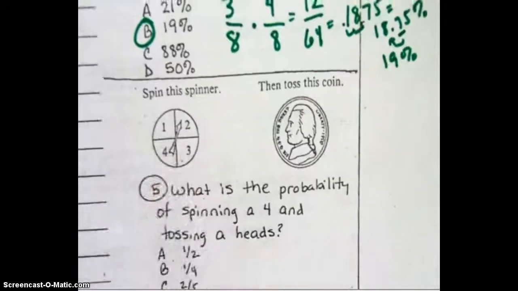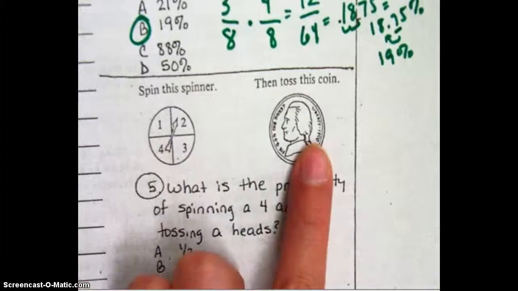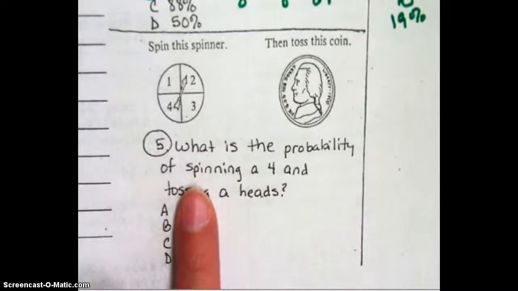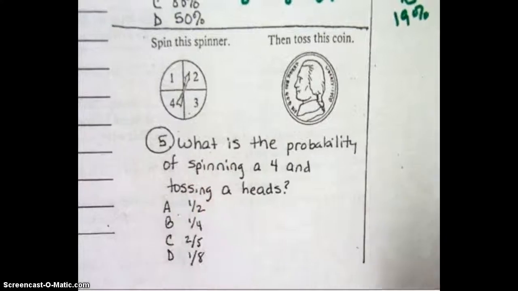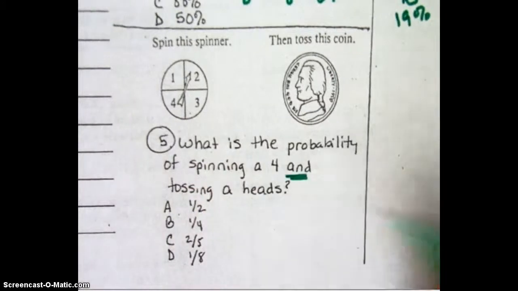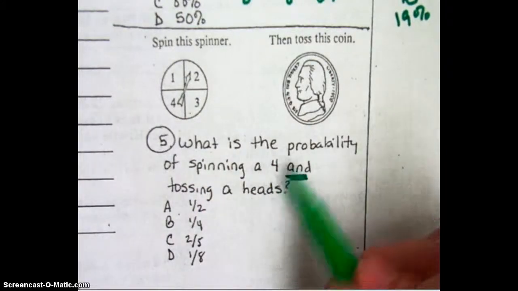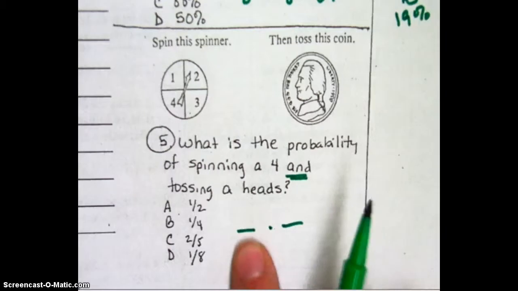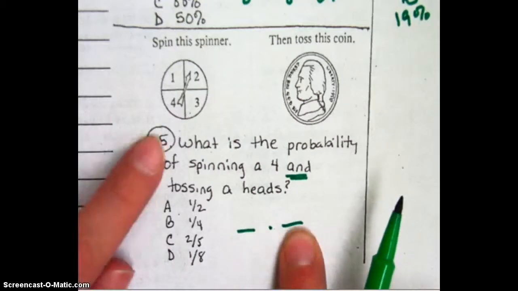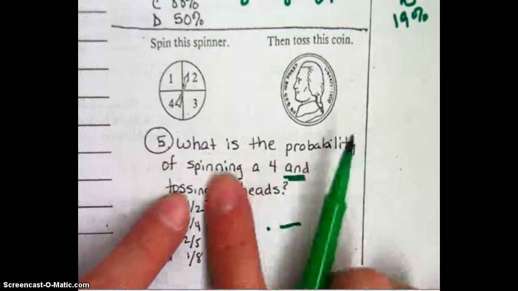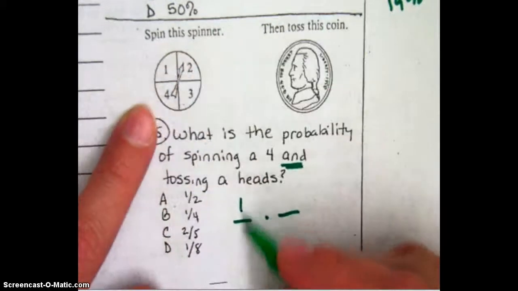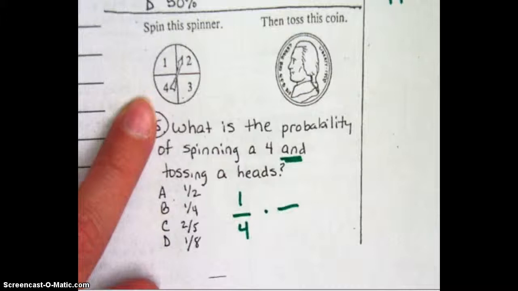Problem number 5, we're going to use this spinner and this coin. So spin the spinner, then toss the coin. Number 5, what is the probability of spinning a 4 and tossing a heads? Again, there you have the word and. So we're going to have two different things that we're doing, which means we're going to have two fractions. We're spinning a spinner and tossing heads. So first, the probability of spinning a 4, there's 1 out of 4 choices. So there's a 1 out of 4 chance of spinning a 4.